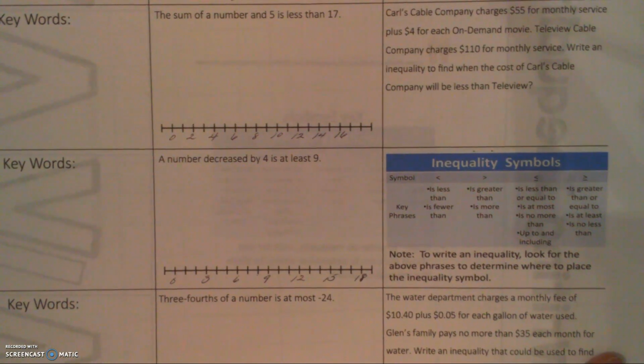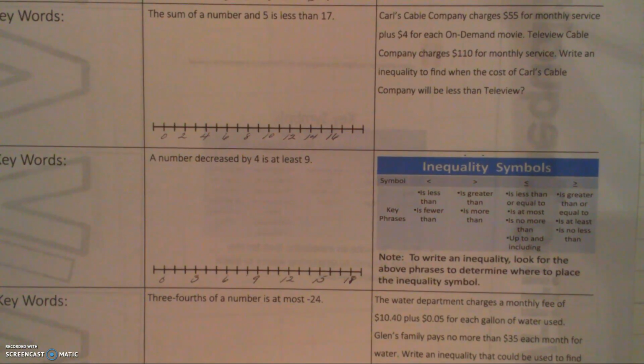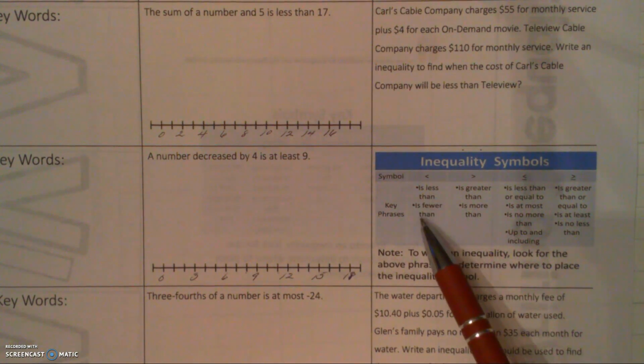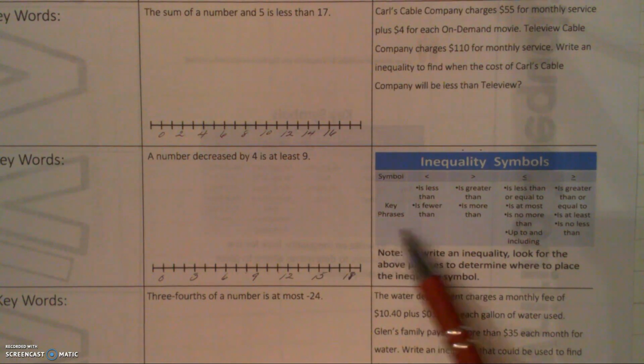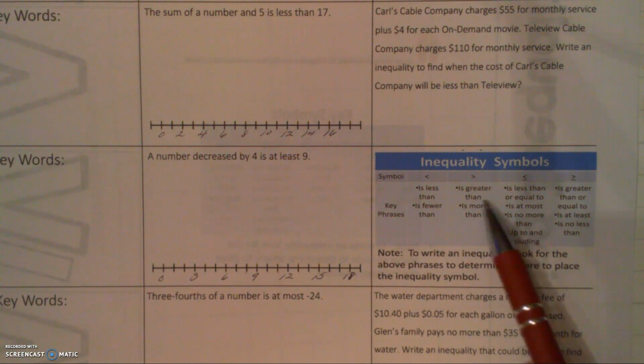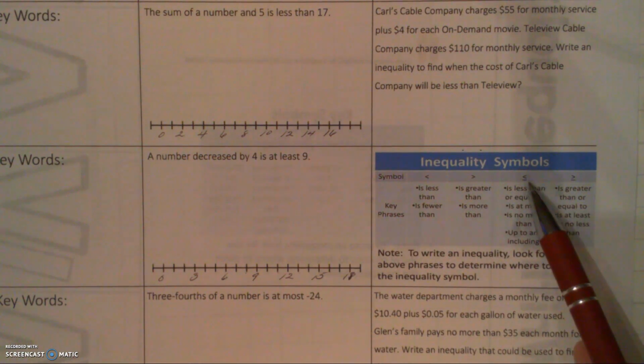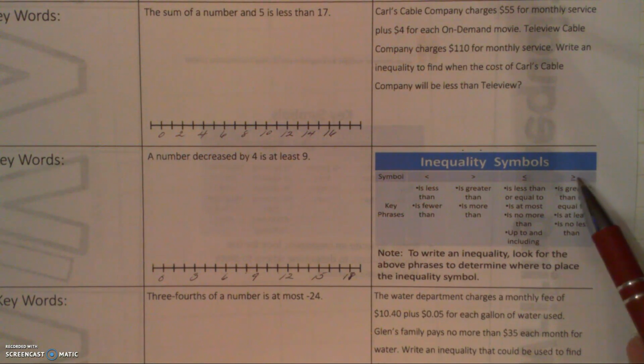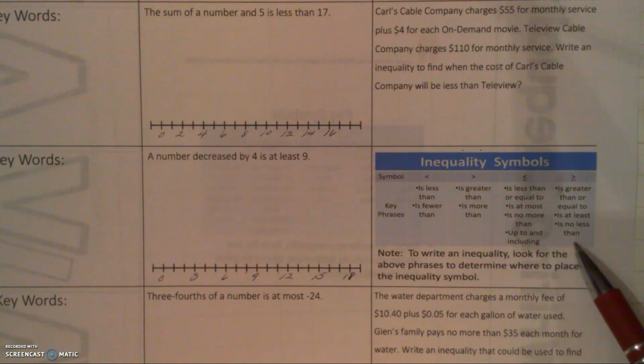Okay, this is going to be how to use phrases and words to help us determine which inequality symbols to use in a word problem. So first, let's look at less than. Is less than, it's fewer than. So these are the key phrases. Greater than is more than. Is less than or equal to, is at most, is no more than, up to and including. Greater than or equal to, is at least, is no less than.